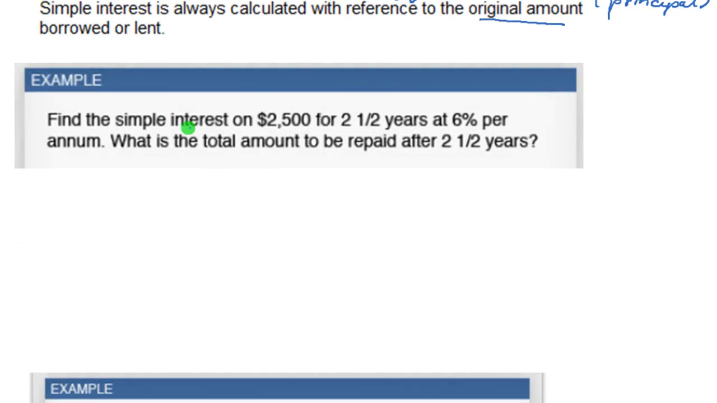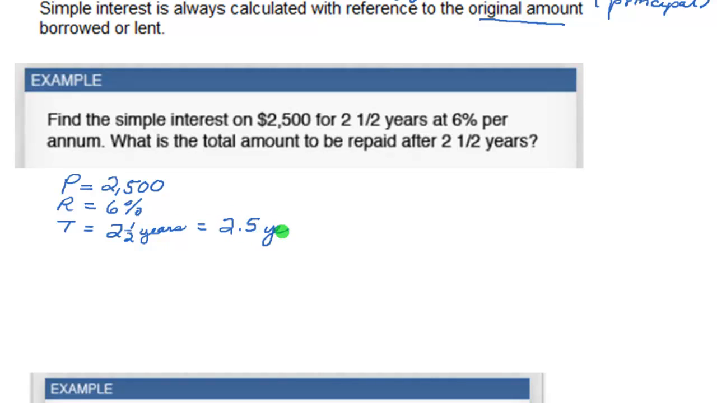It says find the simple interest on $2,500 for 2.5 years at 6% per annum or per year. What is the total amount to be repaid after 2.5 years? Okay, so P is your principal, $2,500. The rate is 6%, and your time is 2.5 years. And you may want to use a decimal there.